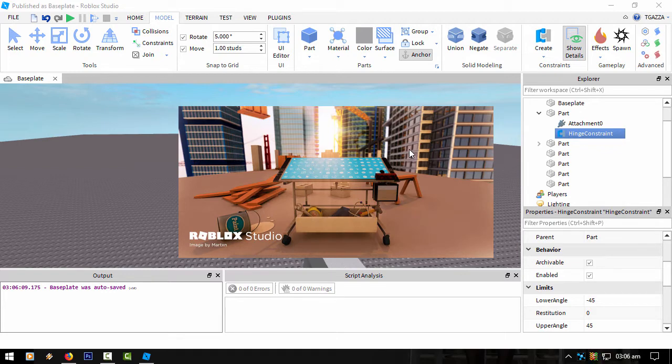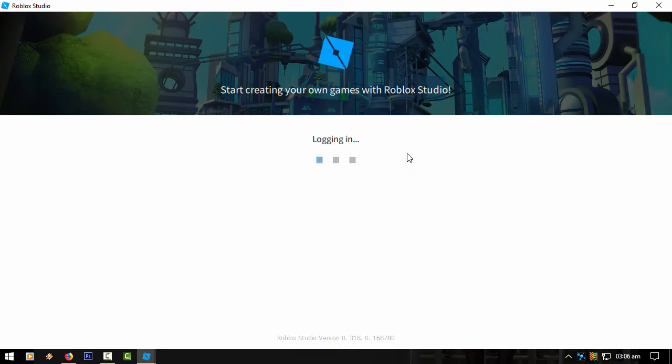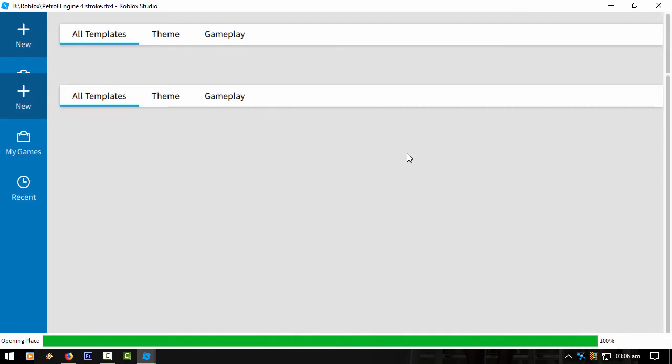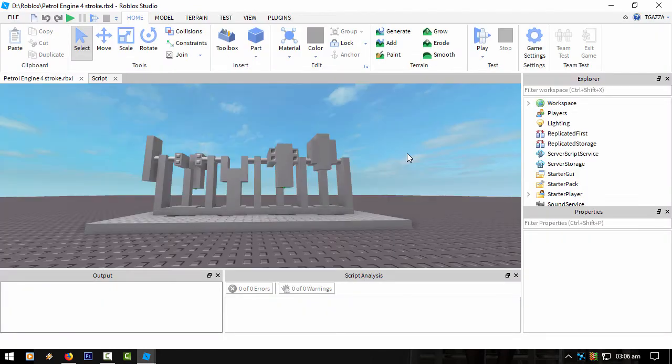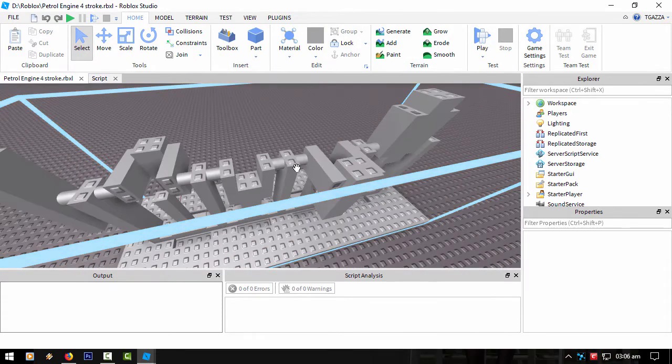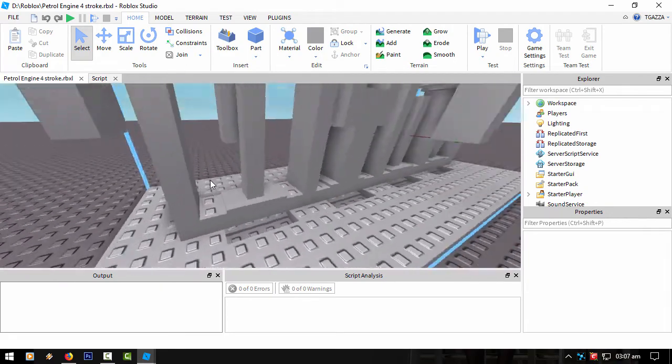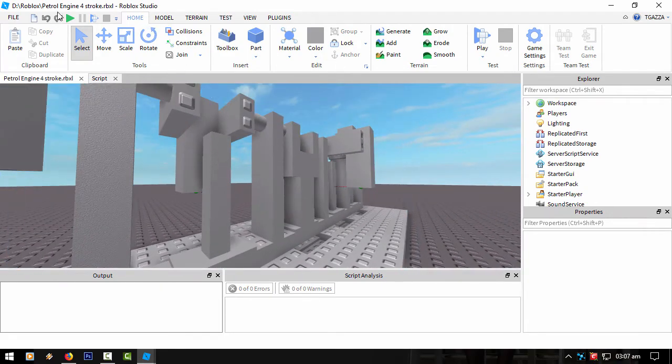Yeah, so this engine is actually using prismatic constraints, and I'm controlling it by a script. You would make the constraints exactly like a hinge, like you put the first point or attachment onto a part, and then you do the second part, and then the prismatic constraint would be created between the two. Right, let's see if I can find some bits. It's in. Right.